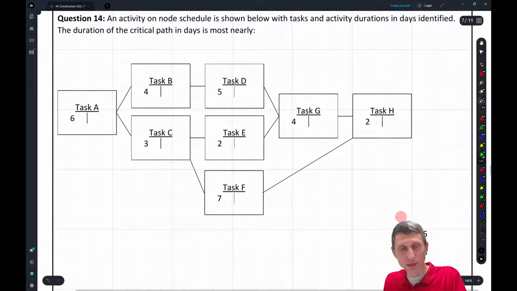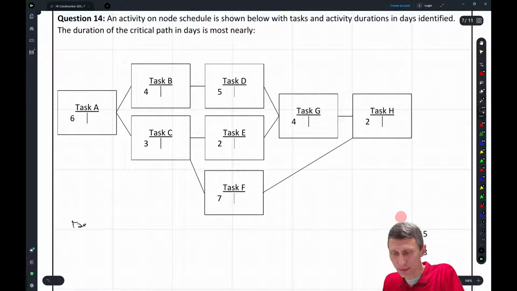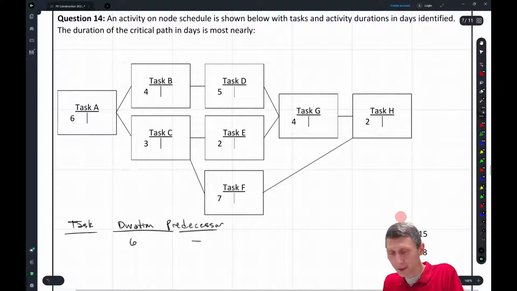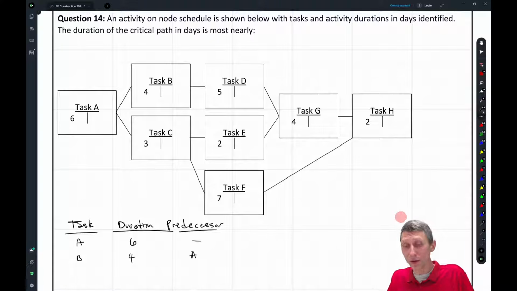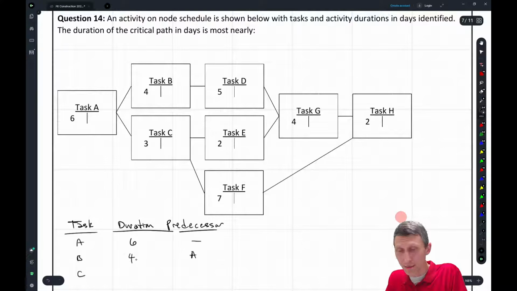So for example, you could just be given a list where you have task, duration, and predecessor. So you could be given something like this where you have task A, there's no predecessor, and the duration is 6 days. Okay, task B, the duration is 4 days, and the predecessor is A. So you might be given something like this where you have to build your table, as opposed to having it given to you, right?